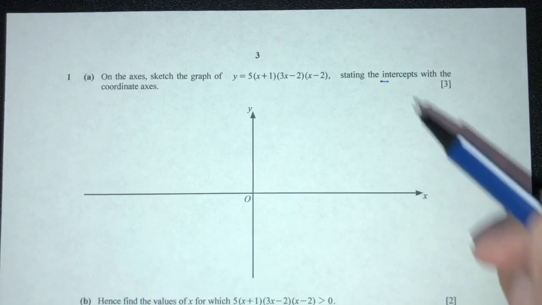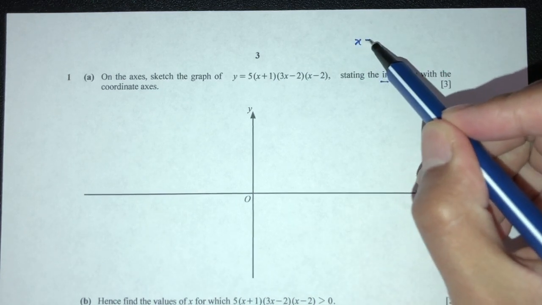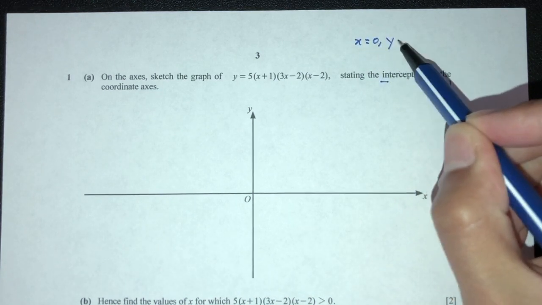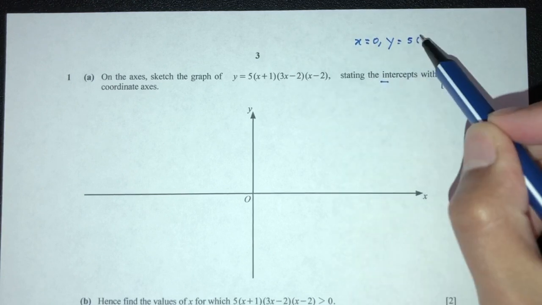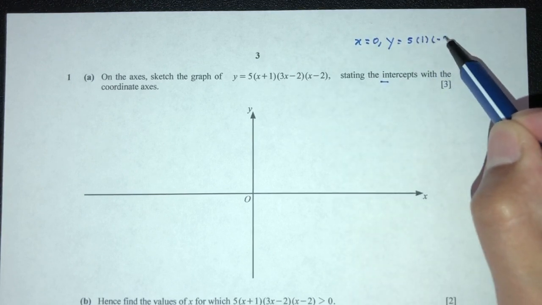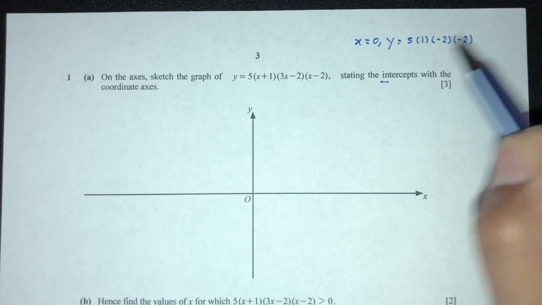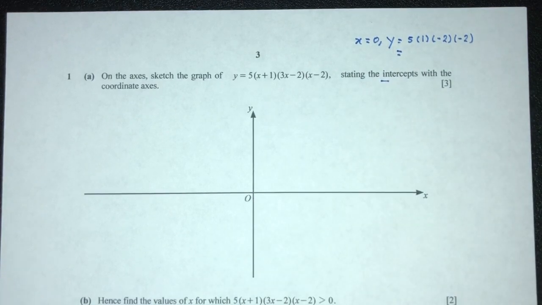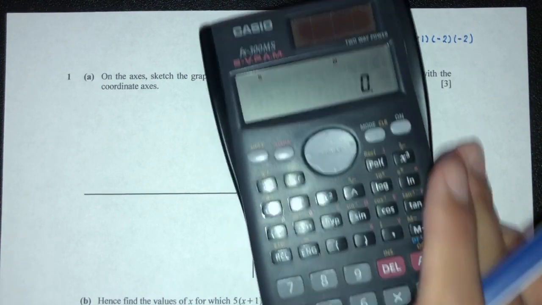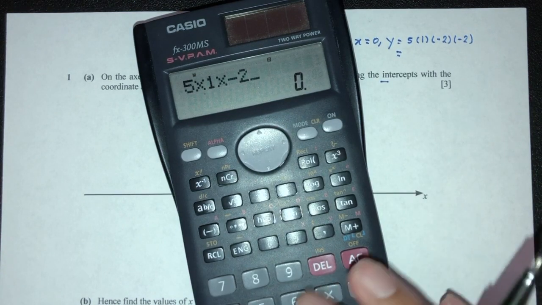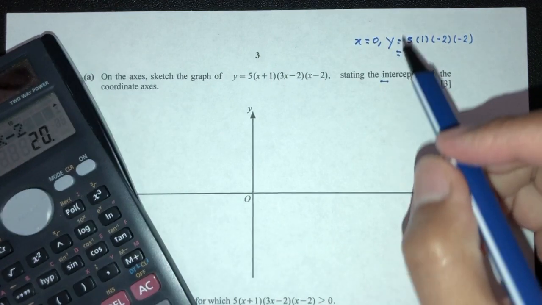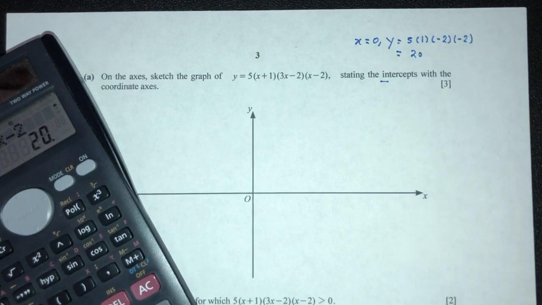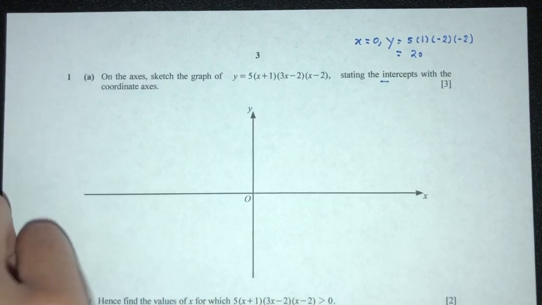So, one by one. When x is 0, what is the value of y? y will be 5 times 1 times minus 2 times minus 2. Let's see what I will get for this one. Of course, you're allowed to use your calculator, so 5 times 1 times minus 2 times minus 2. That will be 20 as your answer. That is the point on the y-axis.